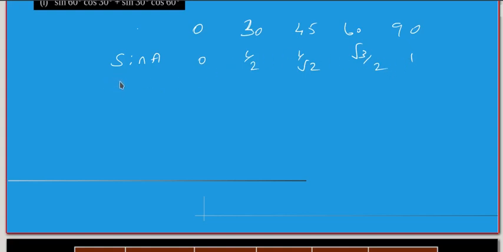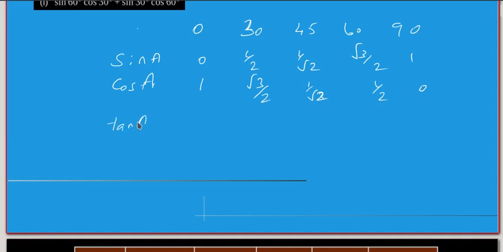Now we'll go for cos A. For cos A, we start from the last of the sine values. So it is 1, root 3 by 2, 1 by root 2, 1 by 2, 0. So cos 0 is 1, cos 30 is root 3 by 2, cos 45 is 1 by root 2, cos 60 is 1 by 2, and cos 90 becomes 0.